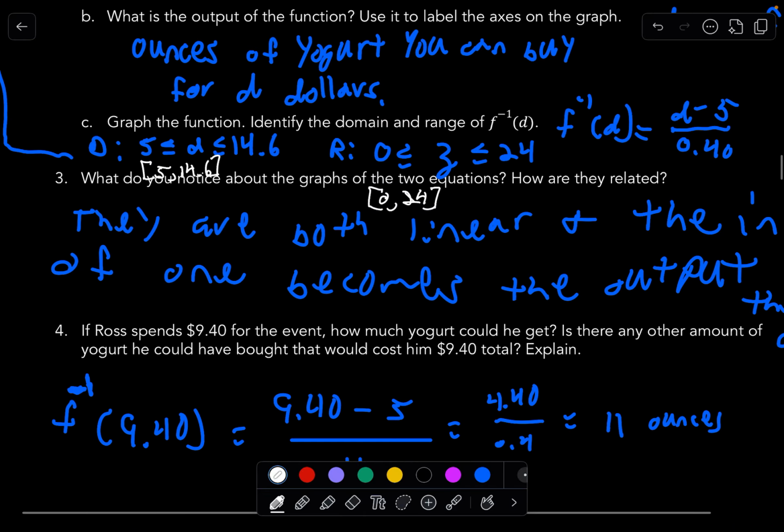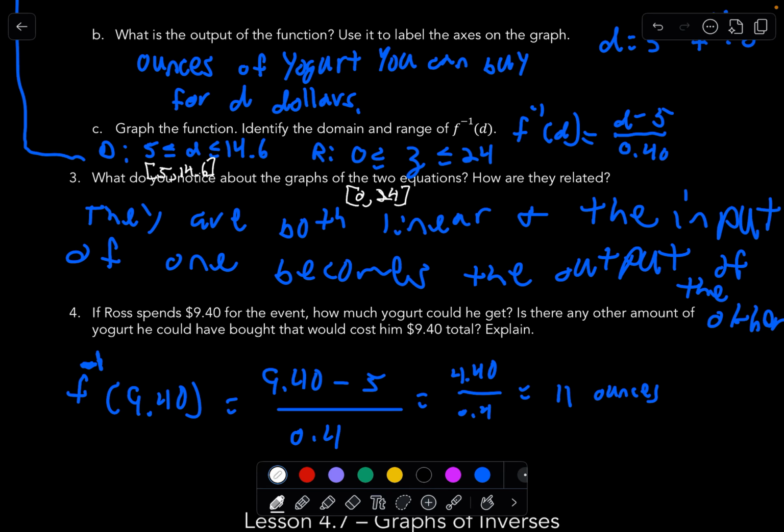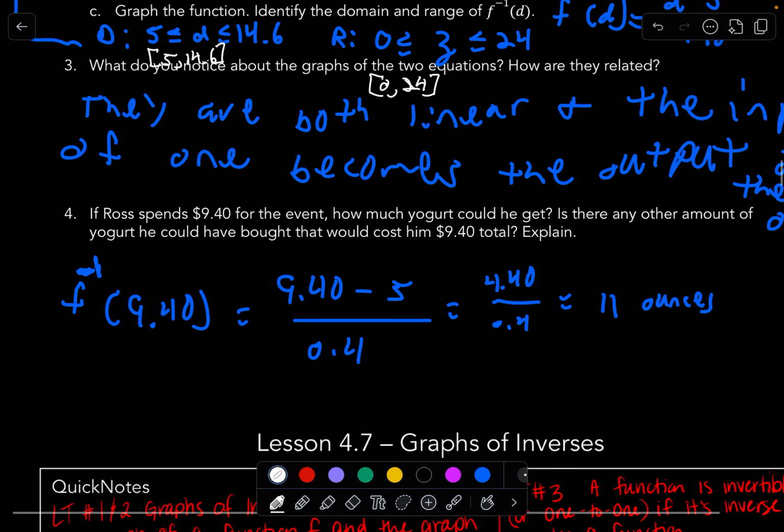Now, what do you notice about the graphs of the two equations? How are they related? Well, they are both linear. They are both lines. That didn't change. And the input of one becomes the output of the other. That's the main thing, is that you switched the input and output, or X and Y.